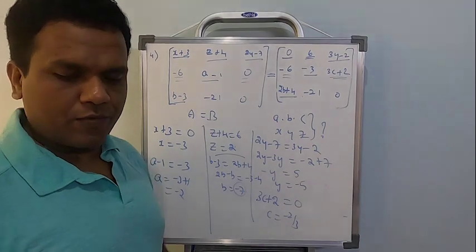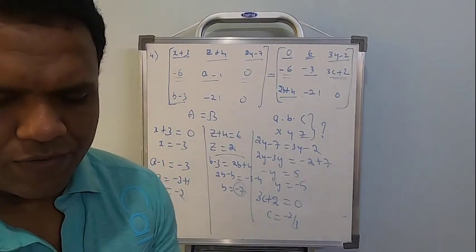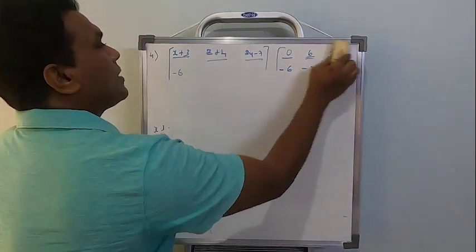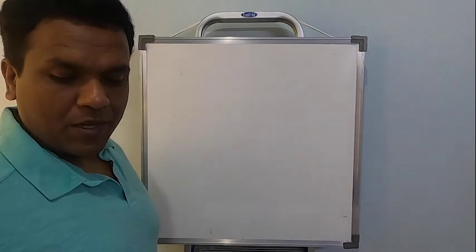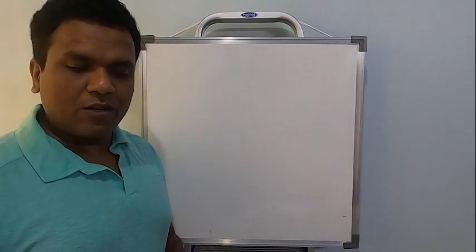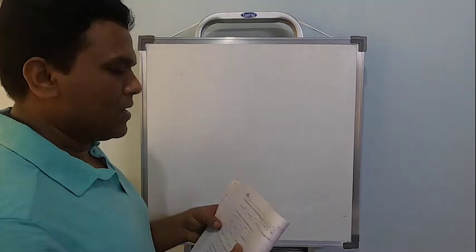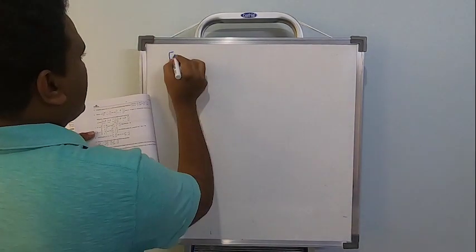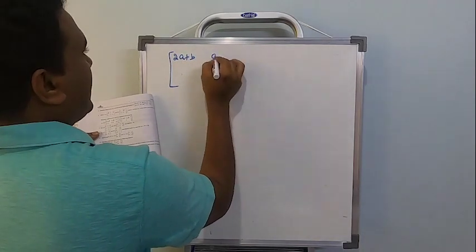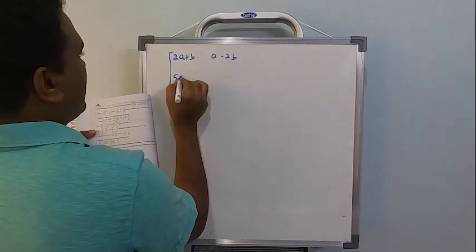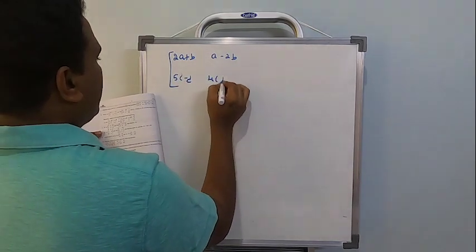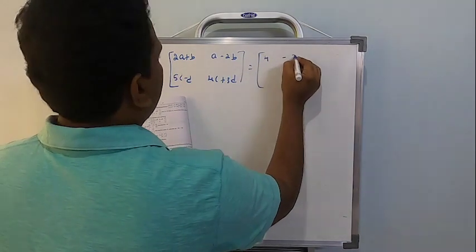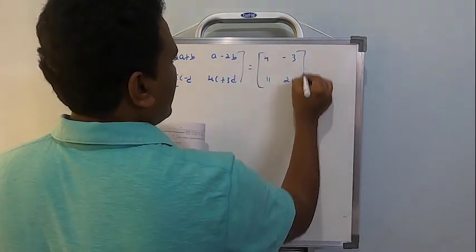Problem number 5. Find the values of A, B, C, D from the following question. This question is also based on equality of two matrices only. By using that, we need to find the values of 4 unknowns A, B, C, D. On the left side there is a matrix 2A plus B, A minus 2B, the next row 5C minus D, 4C plus 3D. And on the right side, 4, minus 3, 11, 24.